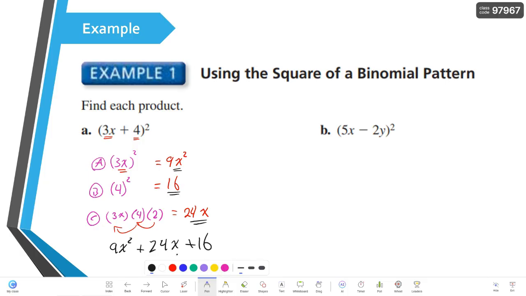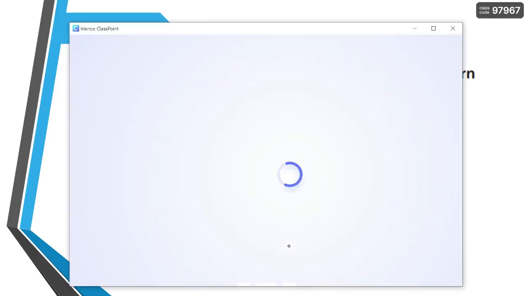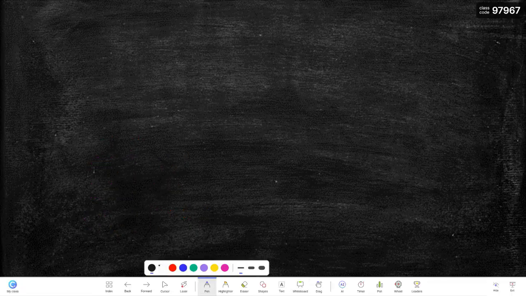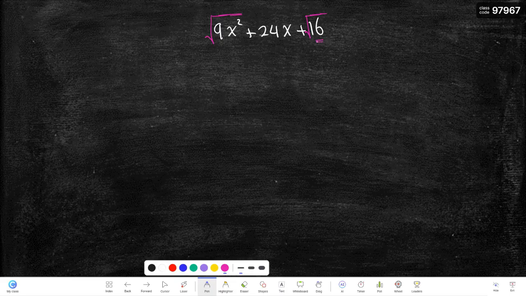So how do you know that a trinomial is a perfect square? If we are given a trinomial, let's take another slide here, like the one that we have right now, something like 9x squared plus 24x plus 16, and it is a trinomial. How do you know that this trinomial is a perfect square? You can determine this easily by finding the square root of the first term, and finding the square root of the last term, which is 16.